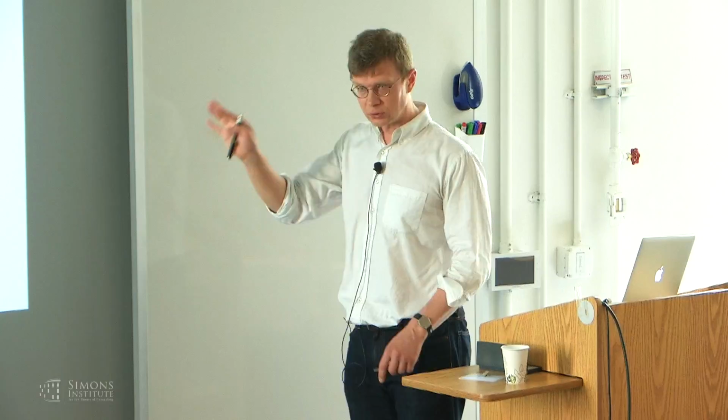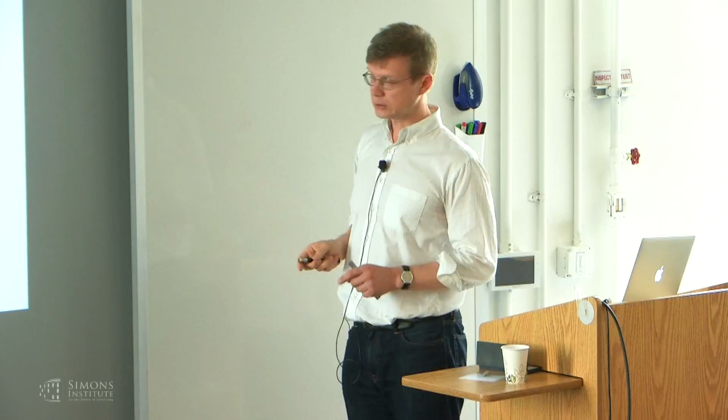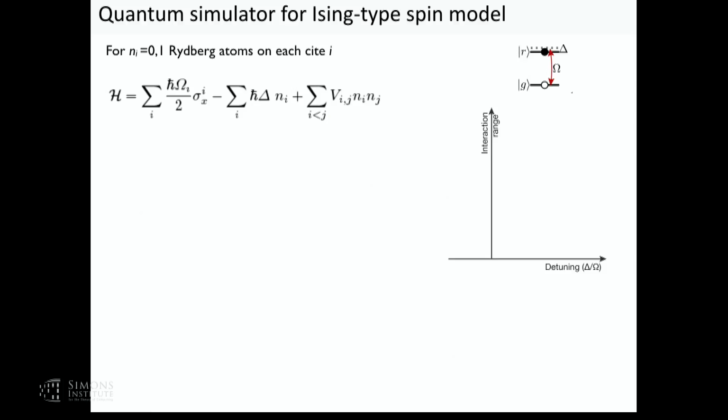So, to illustrate the kinds of things we can do, let's look at the zero temperature phase diagram of this Hamiltonian, and let's quantify this in two different axes. One will be this detuning, where we can change this chemical potential. Another one will be this interaction range. It's precisely the question you were asking about. So let's first think about atoms that are non-interacting. The interaction range is zero.